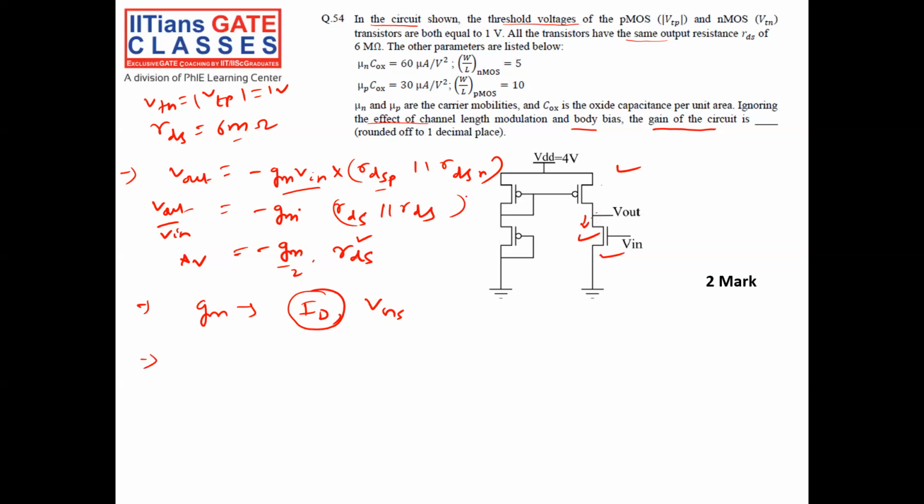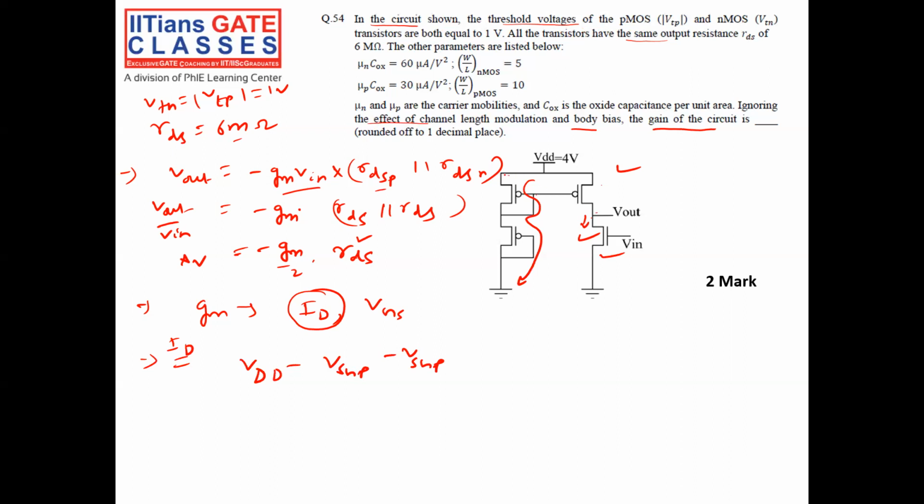So how to find ID? For that, we have to see this. See, this is VDD minus VSGP minus VSGP. If you put a KVL here, now how to find ID is my aim. So VDD minus VSGP minus VSGP, right? Because all the transistors are identical, right?